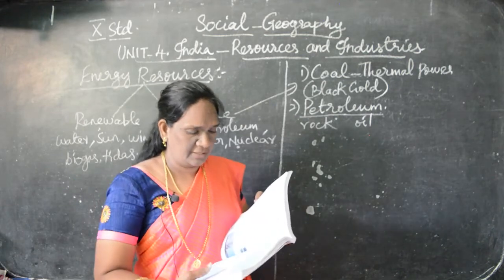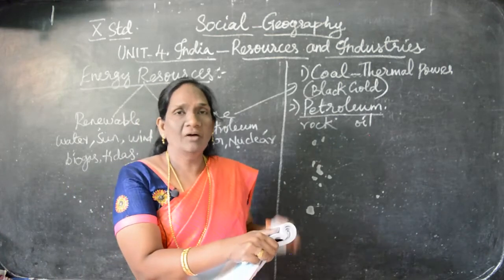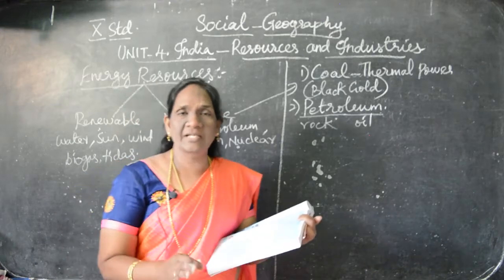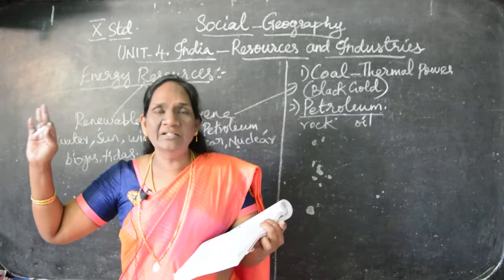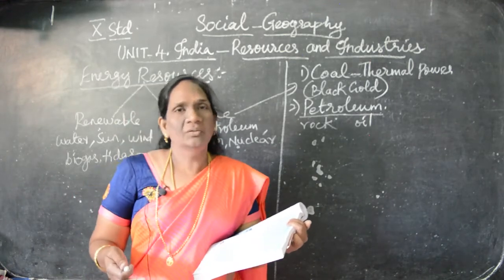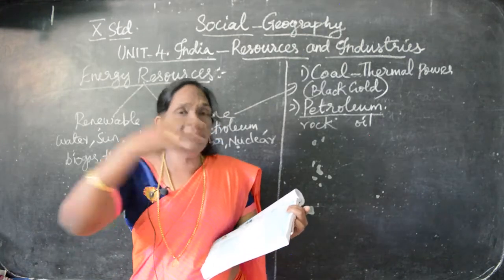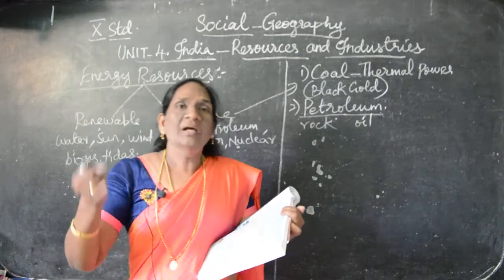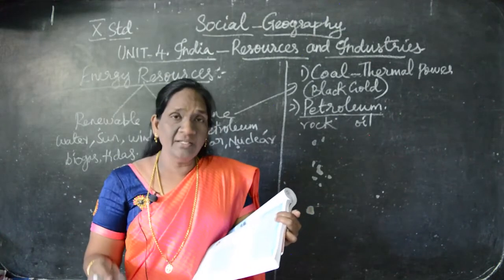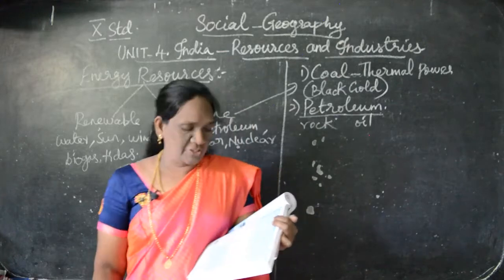And petroleum is very much used as a source of power and fuel. Understand? Fuel for automobiles. Except the cycle, all other vehicles use petroleum: bike, car, auto, everything. And the by-products made from petroleum are petrol and diesel. Understand? Then what else: Vaseline, kerosene, lubricants, tar. All these we get from petroleum only.